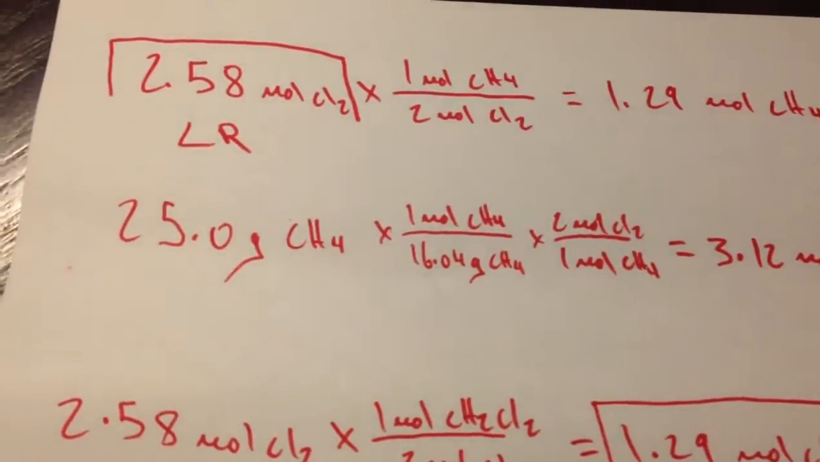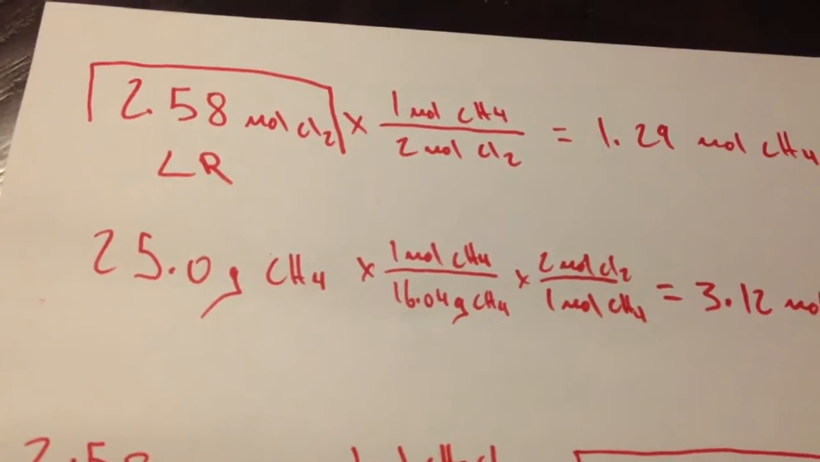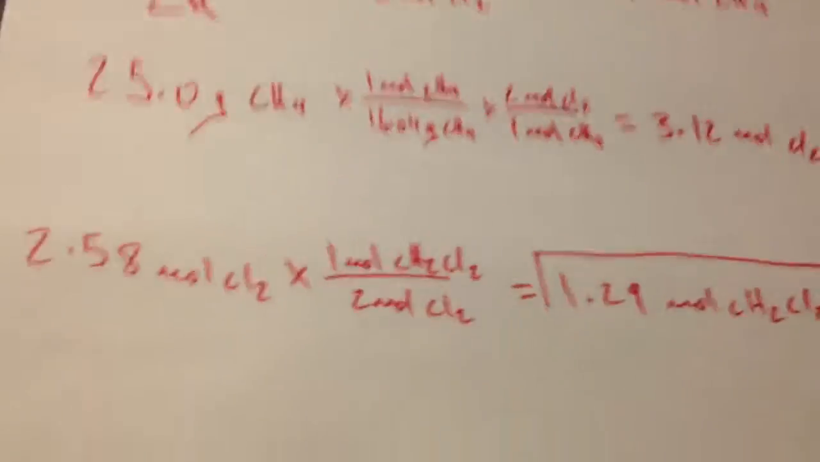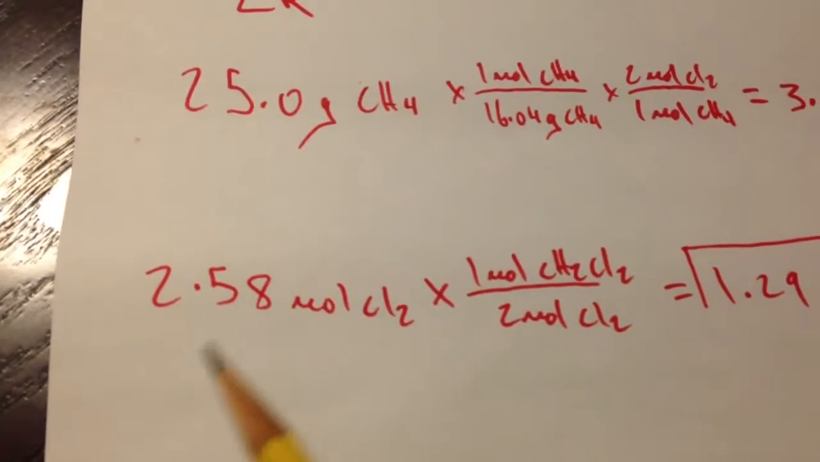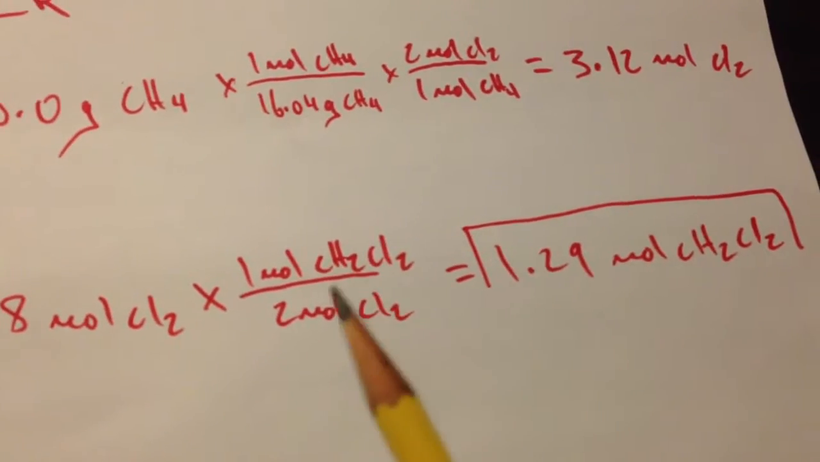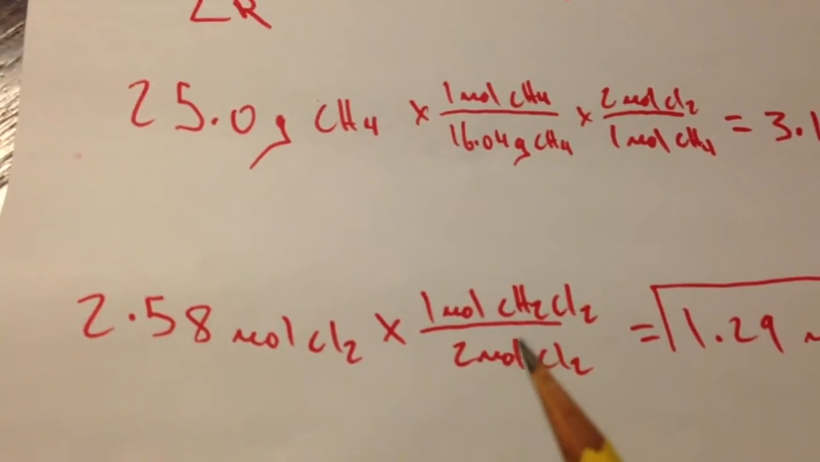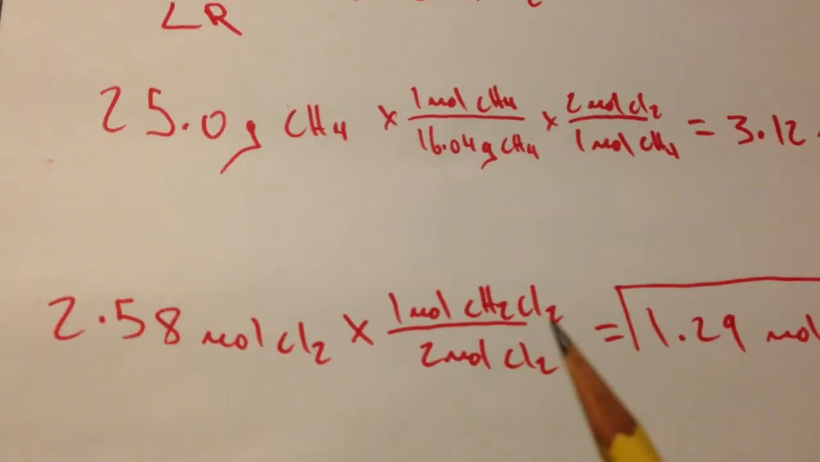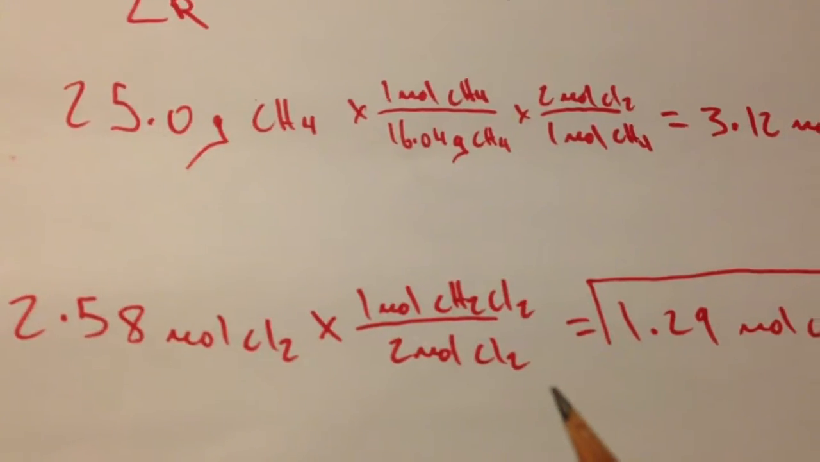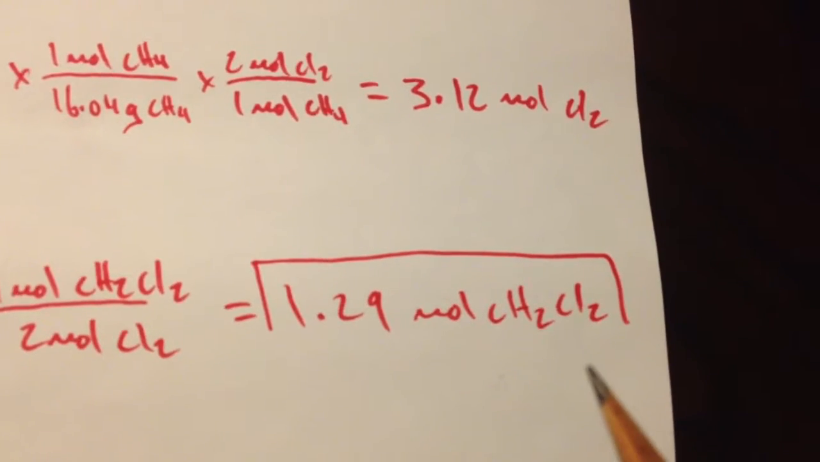So next we are asked to calculate the total number of moles of CH2Cl2 in the container after the limiting reactant has been consumed. We do this by using the limiting reactant amount, which is 2.58 moles of chlorine, and we convert that to moles of CH2Cl2 by using the molar ratio, which again we get from the coefficients in our reaction, and that would be 1 mole of CH2Cl2 over 2 moles of Cl2, and we get 1.29 moles of CH2Cl2.